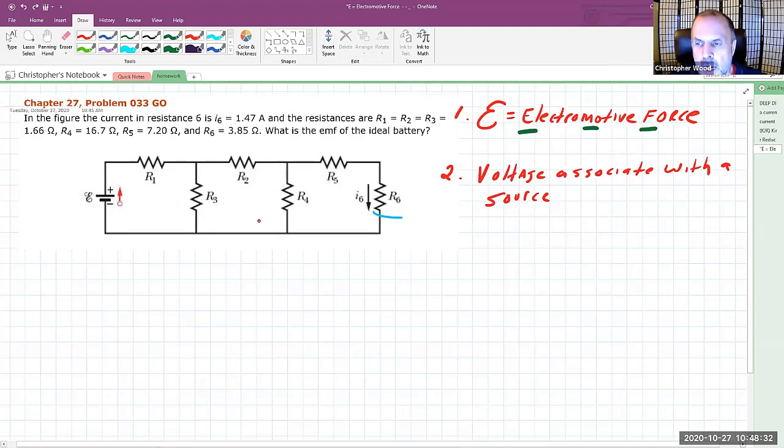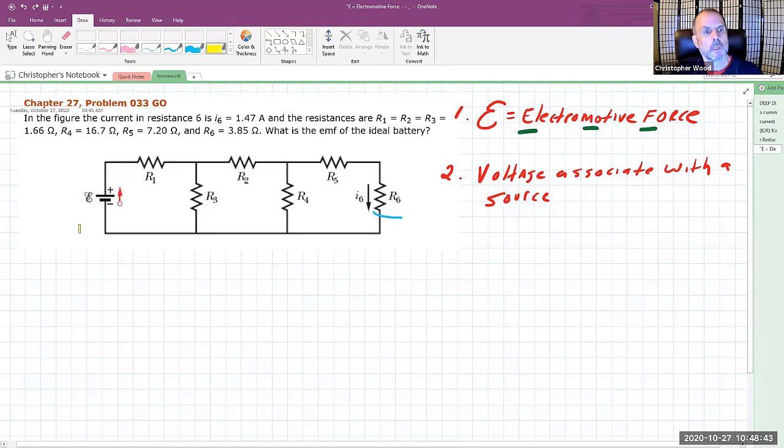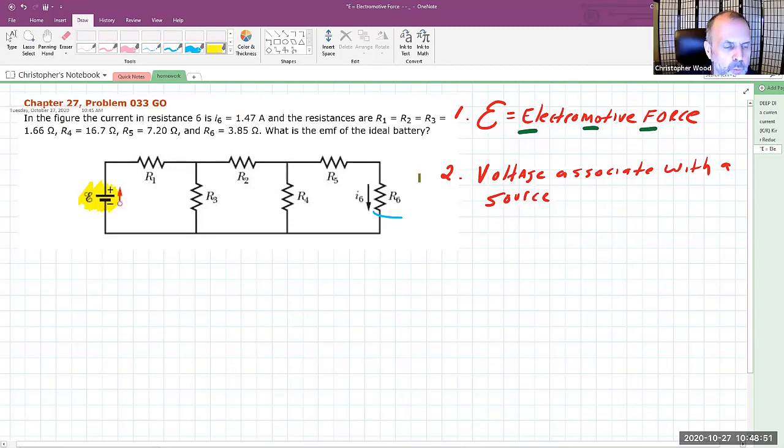But R3 is not a source. This is a source. A battery is a source. You know what else is a source? A generator, a fuel cell, a photoelectric device, a thermoelectric generator. So it's basically asking for the battery's voltage. Yeah, it is. And I just wanted to hype the fact that EMF is going to be persistent going forward.